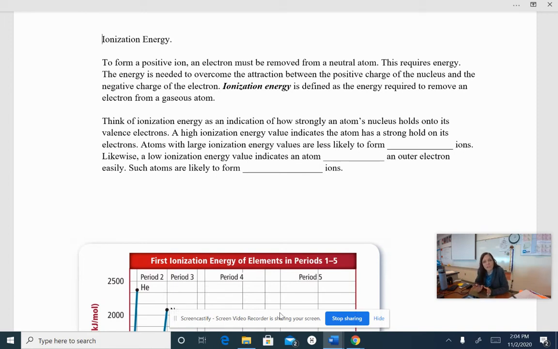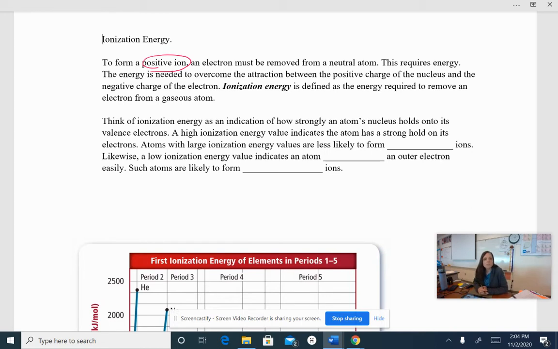Now, we haven't really talked about ions too much. Ions are atoms where the number of protons does not equal the number of electrons, so they obviously have a charge. Sometimes we will have some extra electrons, which will mean that we will have a negative charge. Sometimes we might have a few extra protons compared to the electrons, which means we will have a positive charge. So when we talk about ionization energy, we're going to talk about forming positive ions.